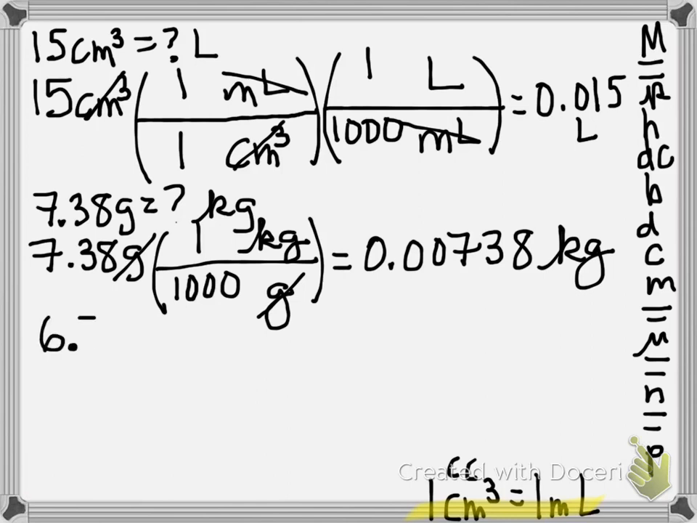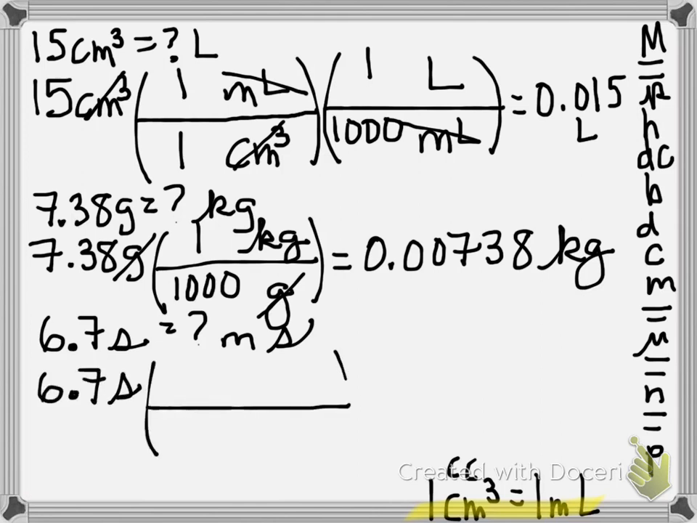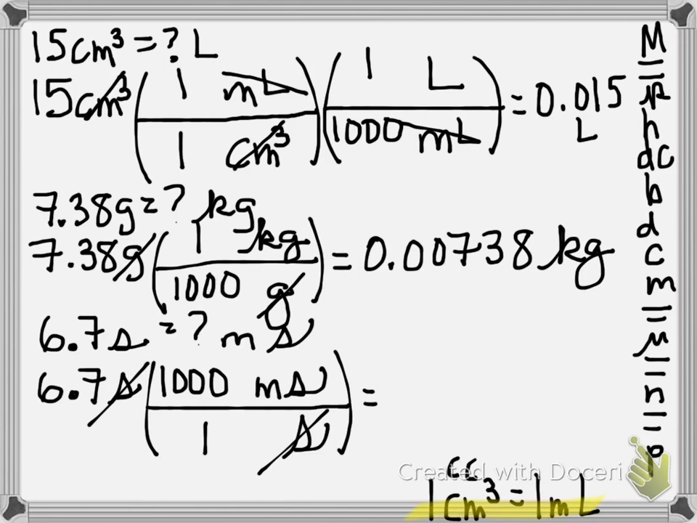Finally, 6.7 seconds. We want to know how many milliseconds that is. So we start with 6.7 seconds. It is the base. Seconds go on the bottom. Milliseconds go on the top. Seconds are going to cross out. A second is larger. It's 1,000 milliseconds because I have to move 3 times. So our answer is 6,700 milliseconds. So those are some fairly straightforward ones.